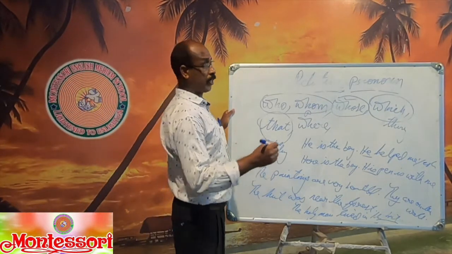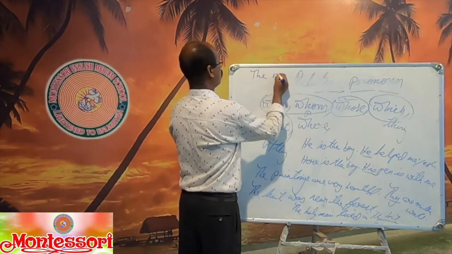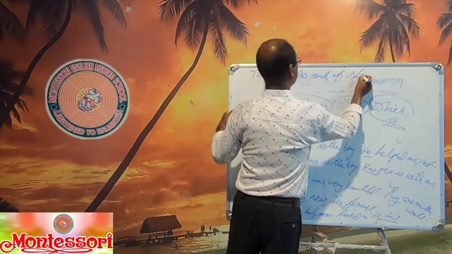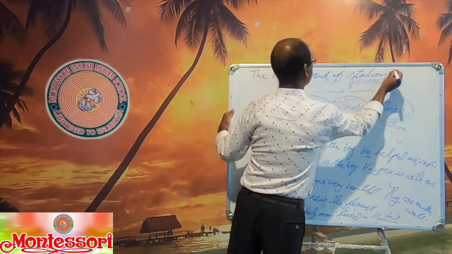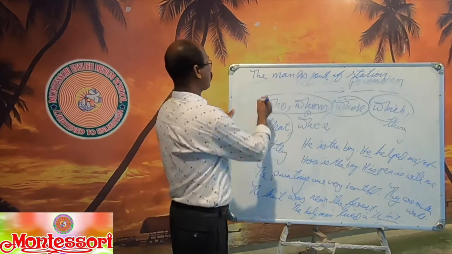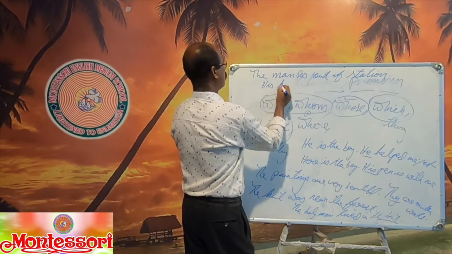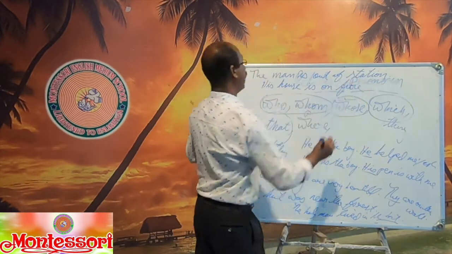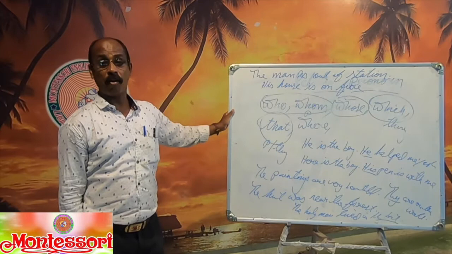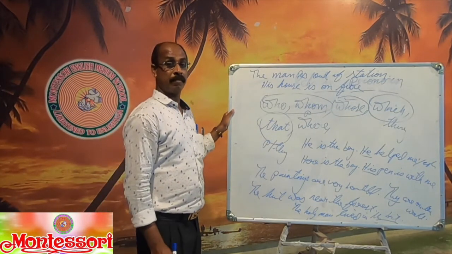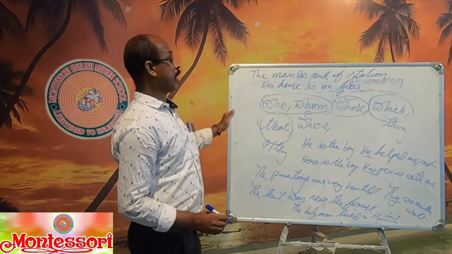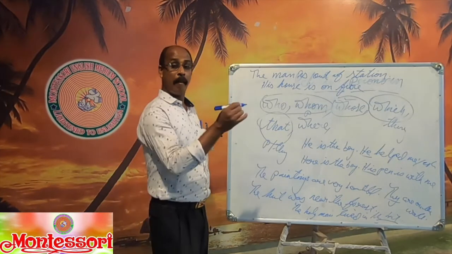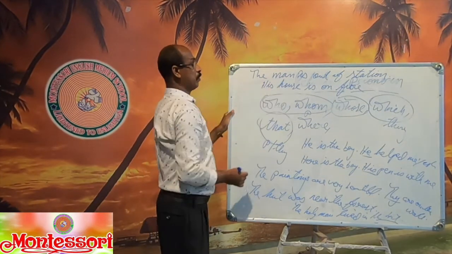The man is out of station. His house is on fire. Which word is repeated? The man. Whose house? The man's house is on fire. His house means man's house. You repeat the man. It's a possessive case.